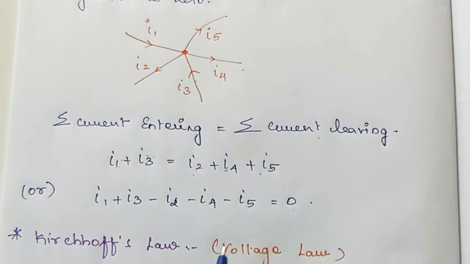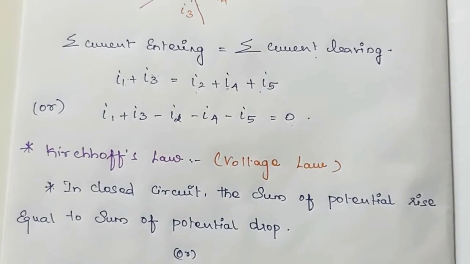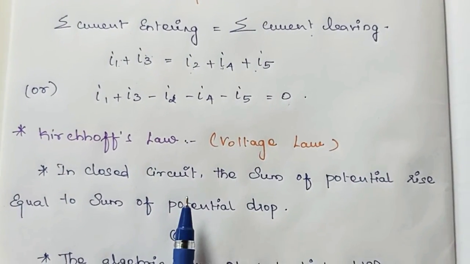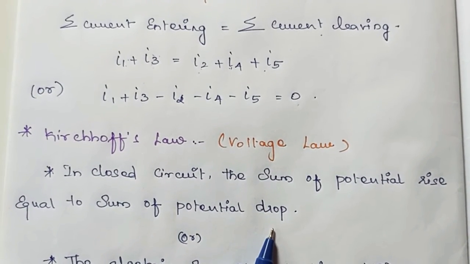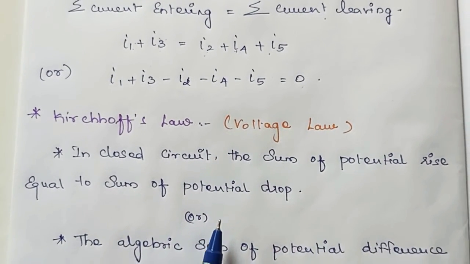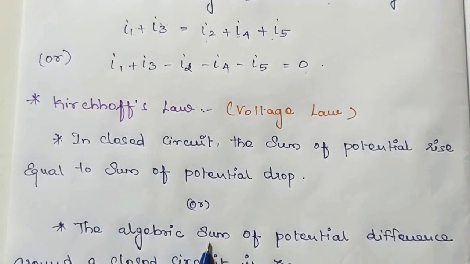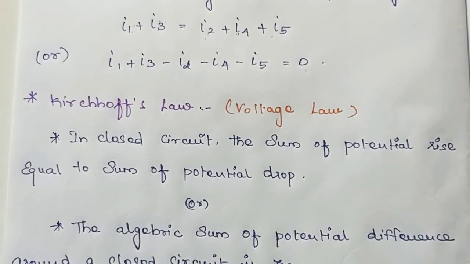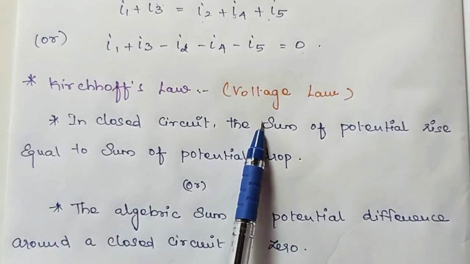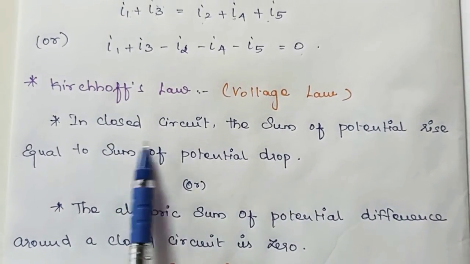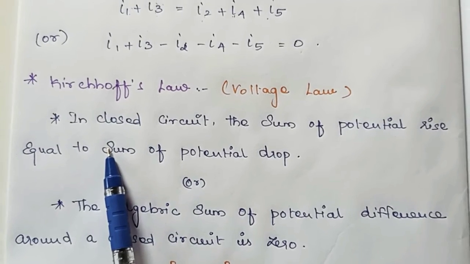Next we will see Kirchhoff's voltage law. The second law: in a closed circuit, the sum of potential rises equals the sum of potential drops. The other definition: the algebraic sum of the potential differences around a closed circuit is 0. Kirchhoff's voltage law is only applied in a closed circuit or loop.